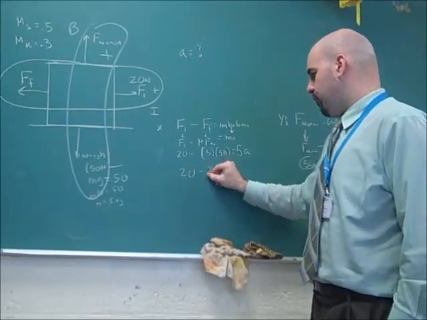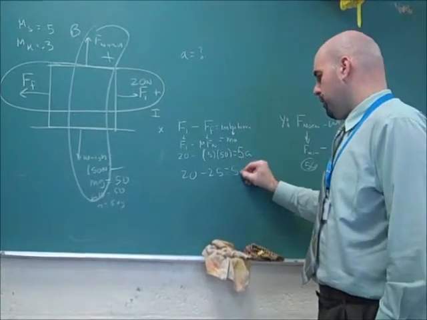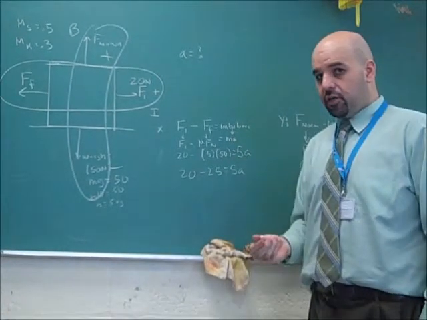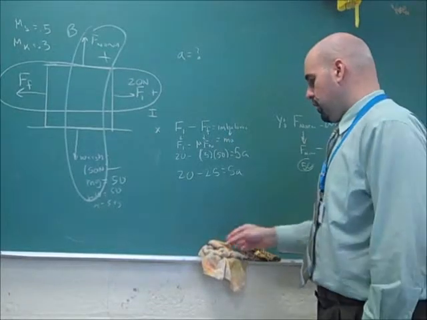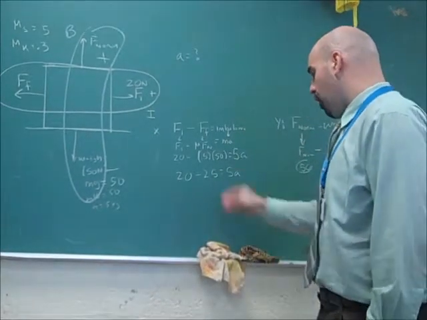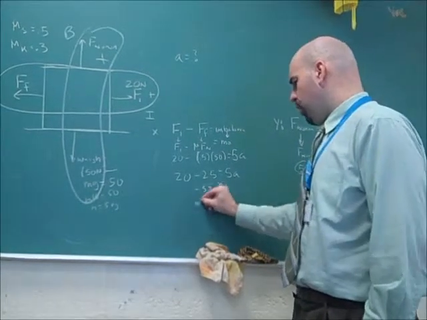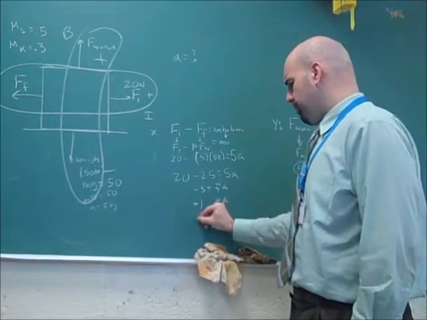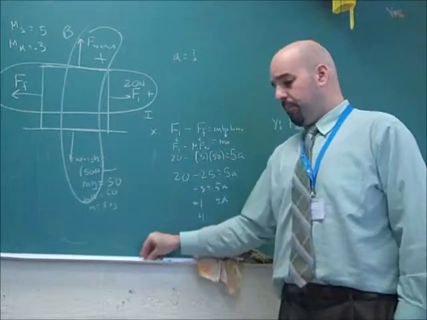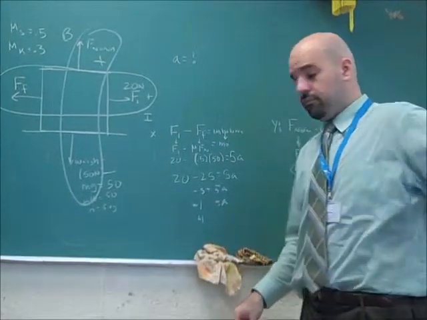20 minus 25 equals 5a. Pause. Here's where the real scientist takes over. The mathematician would say, oh, negative 5 equals 5a, a is negative 1. We're looking at magnitude, so it's got to be positive 1. But that's wrong thinking.